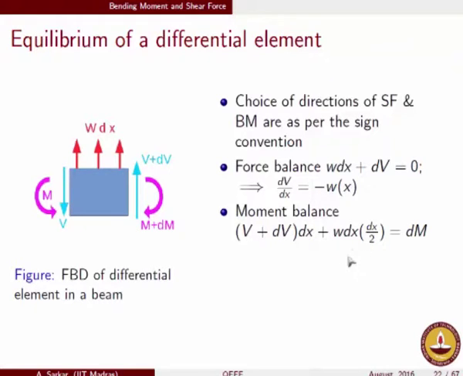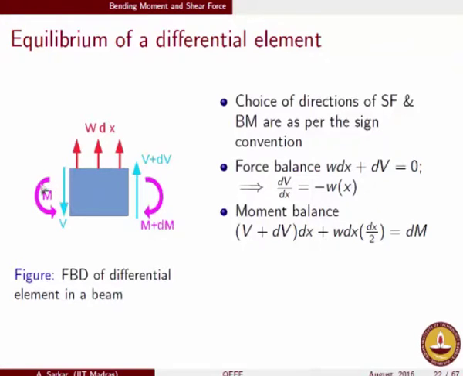So the total counterclockwise moment is W dx into dx by 2, and similarly V plus dV tends to induce a counterclockwise moment. So V plus dV times dx is the moment term for this force V plus dV, precisely dx. So V plus dV into dx plus W dx into dx by 2 should be the total counterclockwise moment. The clockwise moment that is coming from the right face is M plus dM.